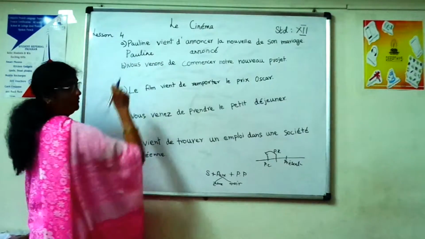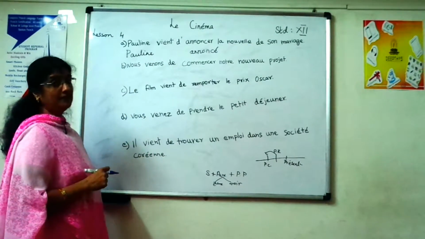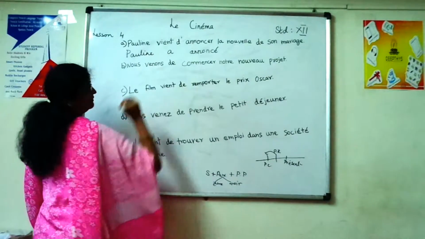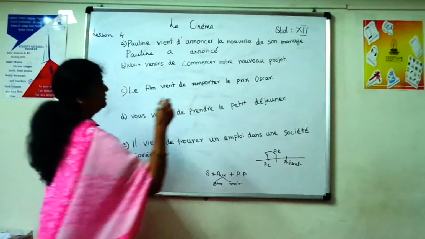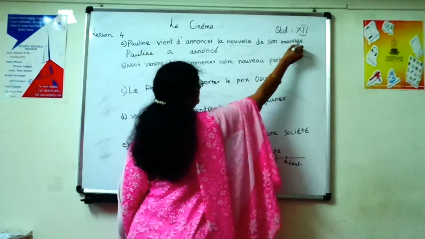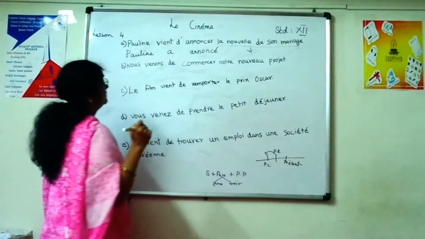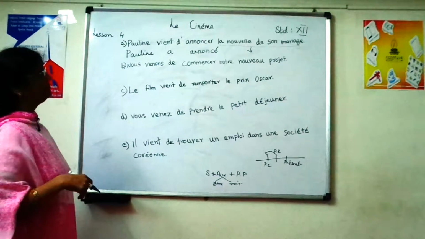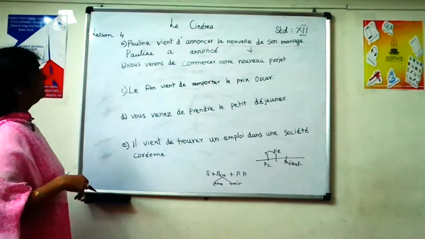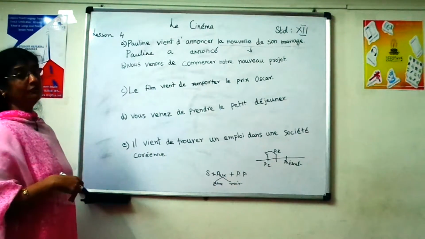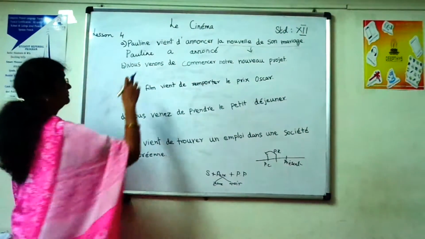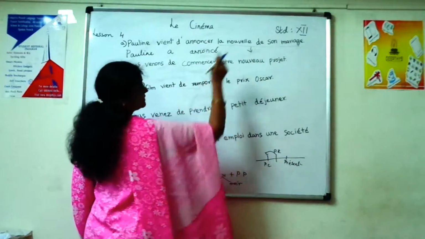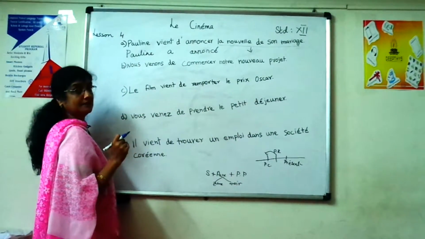Avoir for Pauline. Pauline is third person singular, elle. So you will write Pauline a annoncé la nouvelle de son mariage. So you will bring this back into the sentence. So what does it mean? Pauline vient d'annoncer la nouvelle de son mariage means Pauline just announced the news of her marriage. This means Pauline announced the news of her marriage.